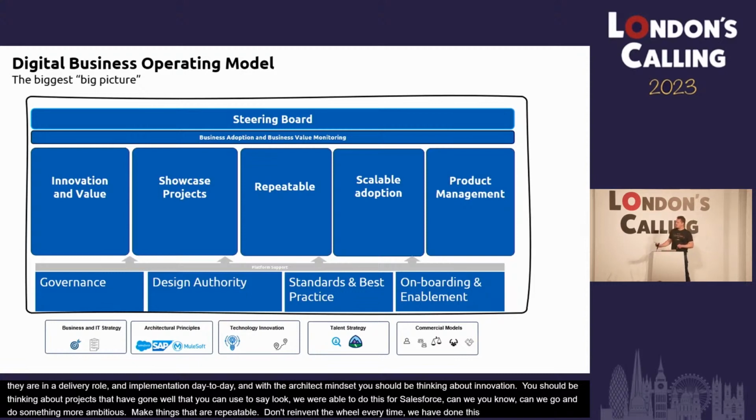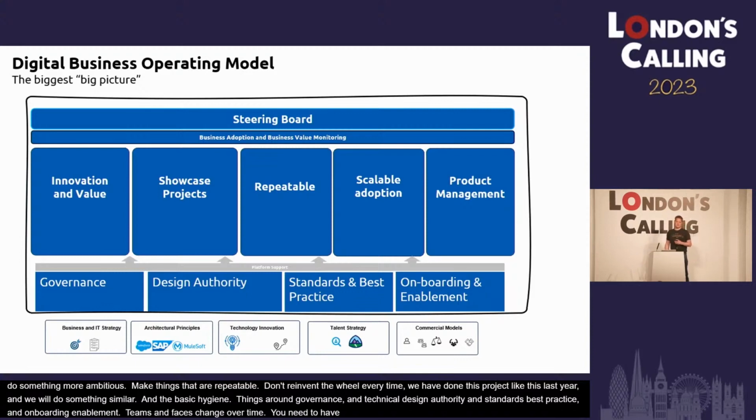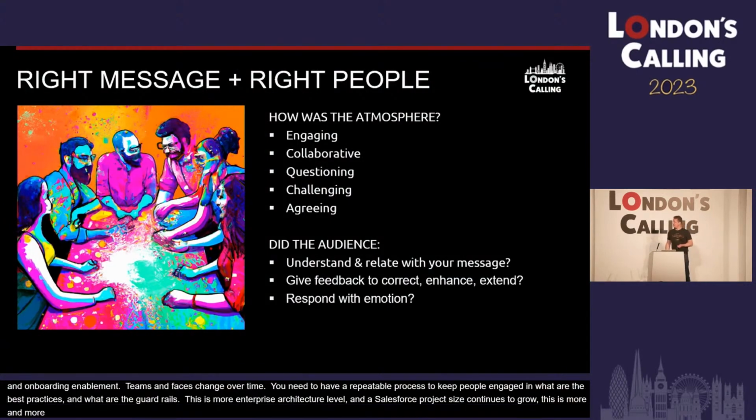And then down the bottom, it's the basic hygiene. So things around governance, technical design authority, standards, best practice, and as well, onboarding and enablement. So teams change over time. Faces change over time. You need to have a repeatable process to keep people engaged in what are the best practices, what are the guardrails. So this is more enterprise architecture level, but as Salesforce project sizes continue to grow, this is more and more relevant.